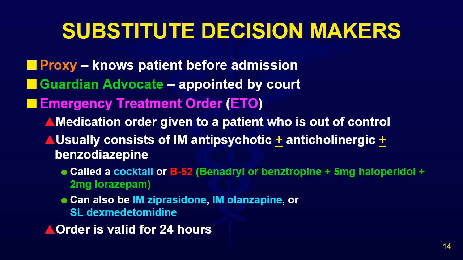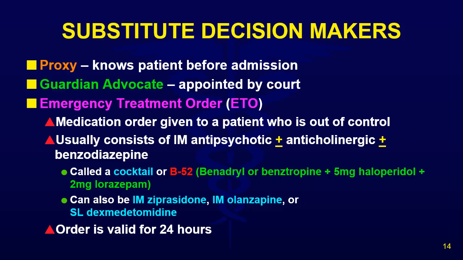The only exception to that is something called an emergency treatment order, or ETO. An ETO is given only if the patient becomes an immediate danger to themselves or another person. It is generally an intramuscular injection of an antipsychotic with or without an anticholinergic or benzodiazepine. We call this cocktail a B52 because the B52 name comes from the ingredients such as Benadryl, 5 milligrams of haloperidol, and 2 milligrams of lorazepam. Other intramuscular antipsychotics can also be used.